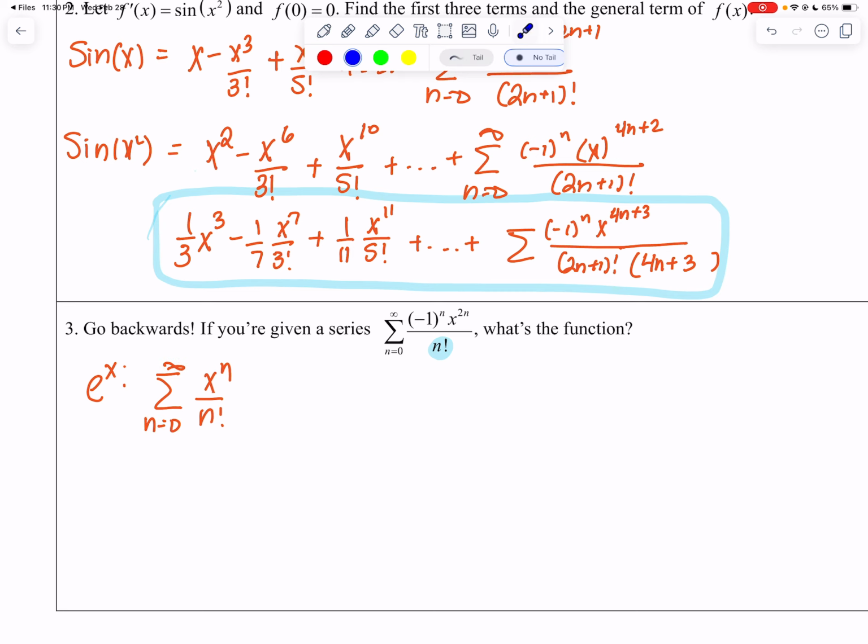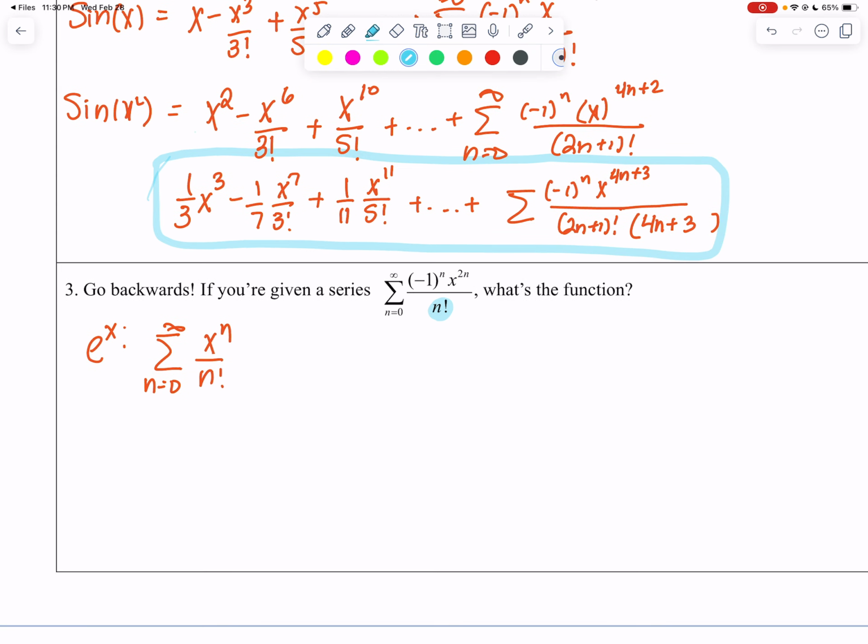The only thing that we're missing right now is kind of the 2n and then the negative 1 to the n. Well, since I have a 2n right here, let's think about, okay, let's have e to the 2x. Well, if that's the case, that's not going to work because that's going to be 2x to the n over n factorial. I want the 2 to be an exponent. Because I have a 2 in the exponent, then I'm going to need x squared. That way, I have x squared to the n over n factorial, which is going to be x to the 2n.